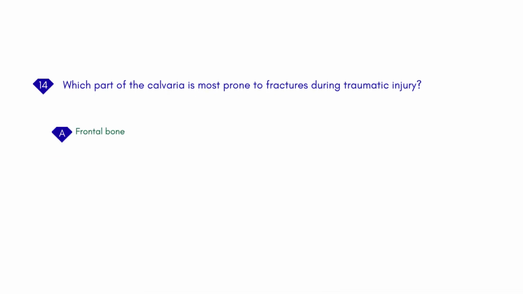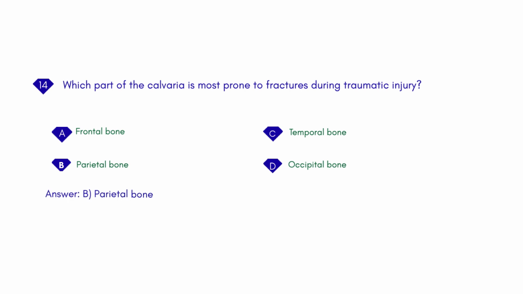Which part of the Calvaria is most prone to fractures during traumatic injury? A. Frontal bone. B. Parietal bone. C. Temporal bone. D. Occipital bone. Answer: B. Parietal bone.